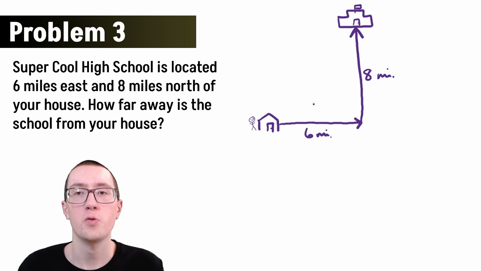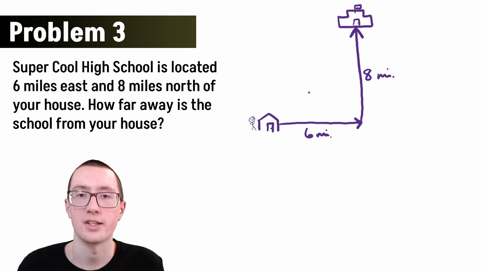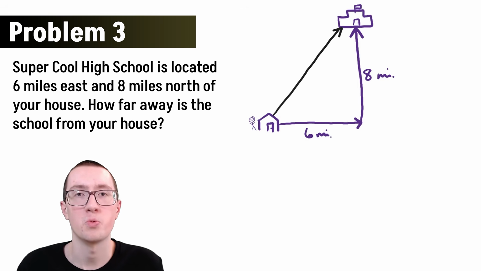So the question's asking how far away is our school from our house? Well, you could just say, okay, well, 6 plus 8, right? We gotta go 6 miles this way and 8 miles this way, so it's 14 miles. No, because there's actually a faster way to get to the school, and that's by just going straight there. So we'll draw another arrow here that shows that we're going straight from our house to the school. And remember that when we don't know a number in algebra, we use a letter instead. And our favorite letter in algebra is X. So we're going to put X here. And this is what we're trying to find. We're trying to find the length from our house to our school on this diagonal line.